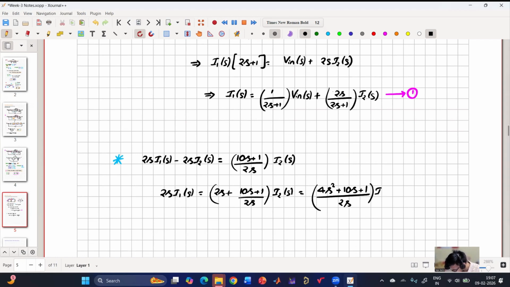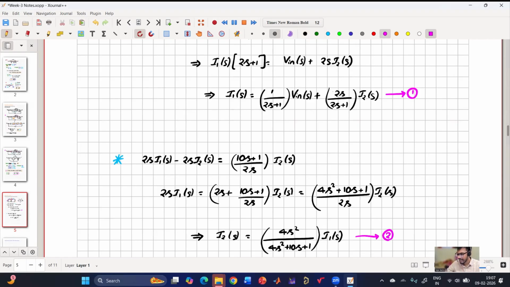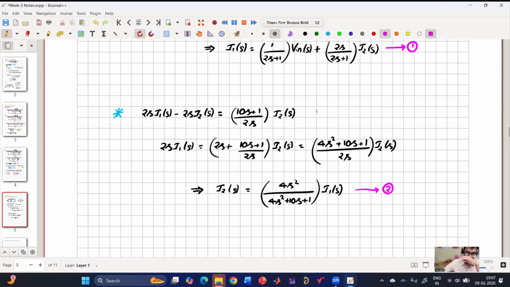into I2 of S. So now if I simplify, I will get I2 of S is nothing but 2S into 2S, it is 4S square, by 4S square plus 10S plus 1, into I1 of S. Is this clear? I have just solved and then calculated I2 of S in terms of I1 of S. Is that clear?